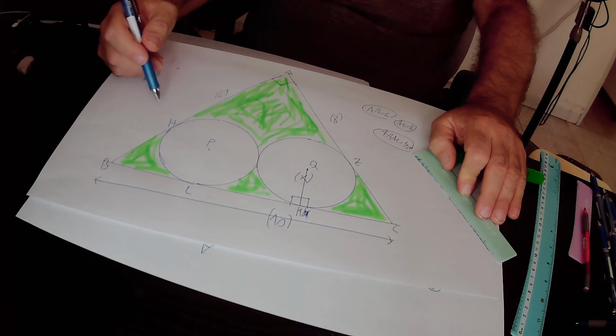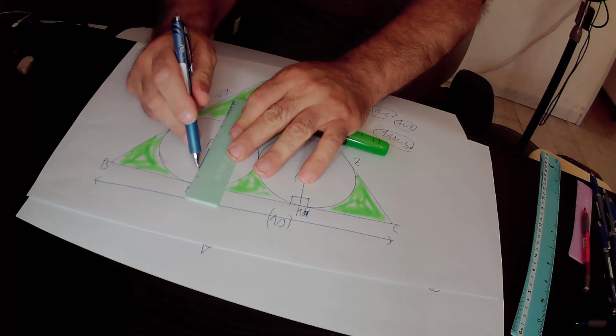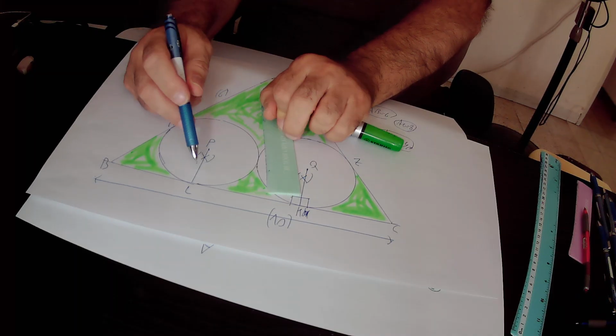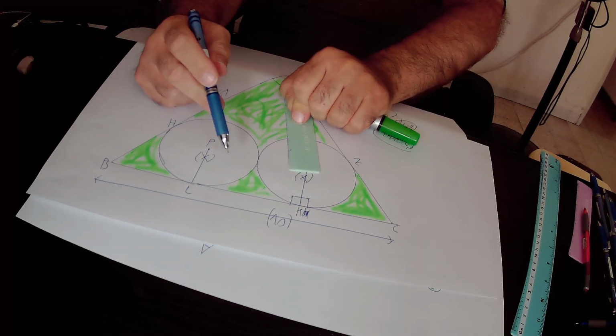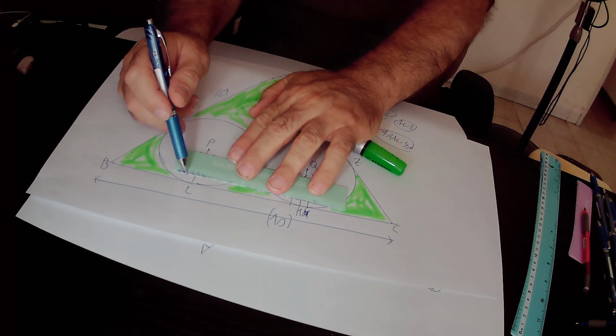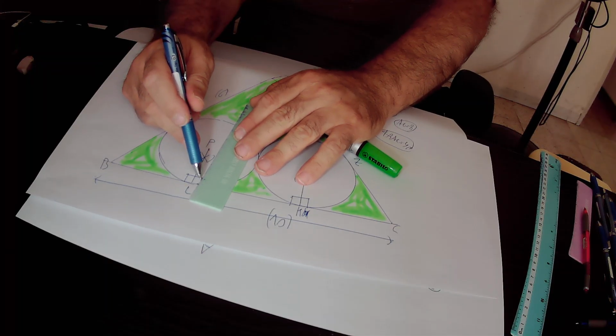Likewise, we join points P and L together by a straight line. PL is of course the radius of the circle, and it is equal to x. Point L is the point of tangency of tangent BC with this small circle. Therefore, according to rule 1, this angle equals 90 degrees. And this angle also equals 90 degrees.